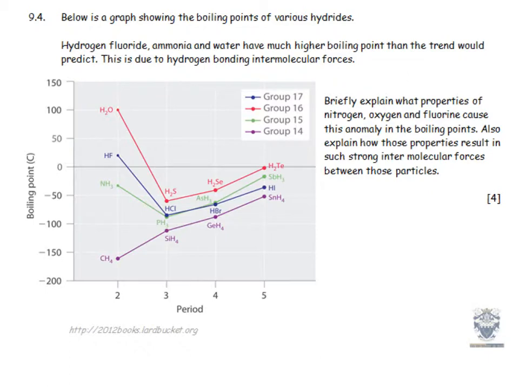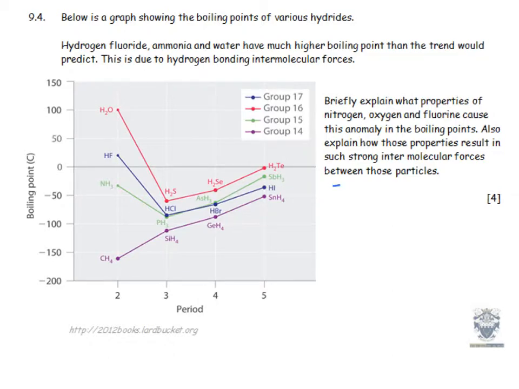Below is a graph showing the boiling points of various hydrides. Hydrogen fluoride, ammonia, and water have much higher boiling points than the trend would predict. This is due to hydrogen bonding intermolecular forces. Briefly explain what properties of nitrogen, oxygen, and fluorine cause this anomaly in the boiling points. Also explain how those properties result in such strong intermolecular forces between those particles.